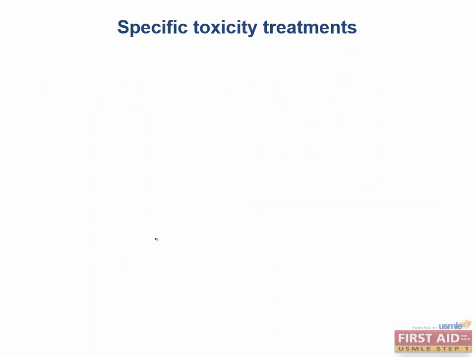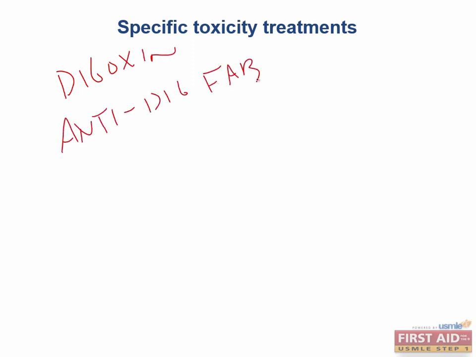Okay, phew. Finally, we get an easy one. The treatment for digoxin overdose is to give anti-digoxin fragments, right? FAB stands for fragment antigen binding. These little molecules are specifically designed to seek out and bind up all available digoxin.